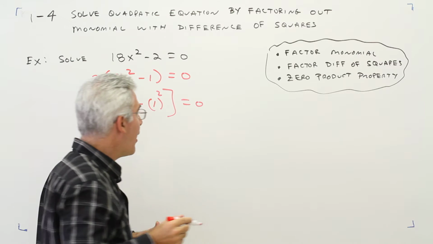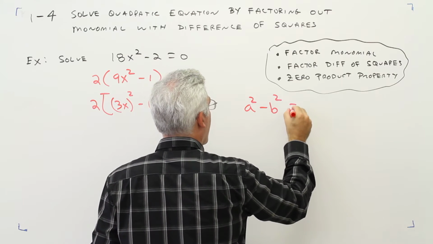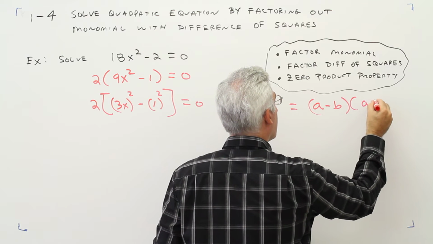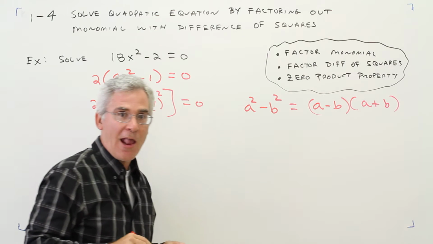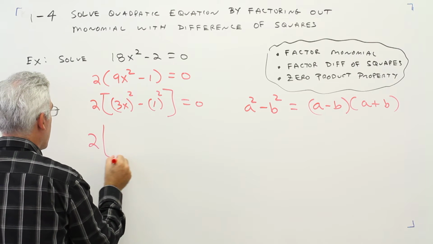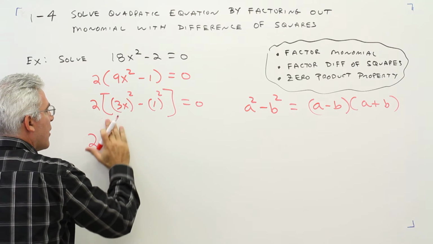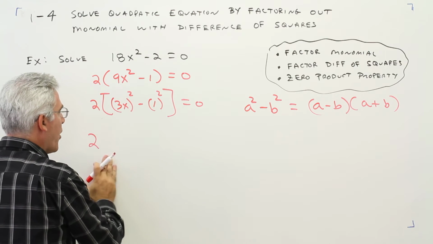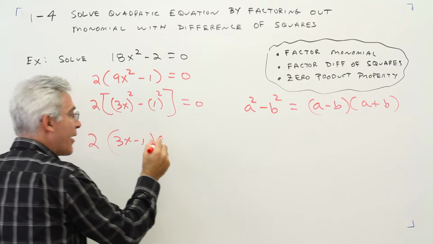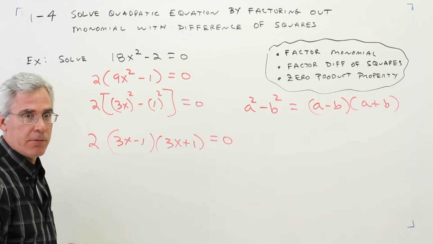And hopefully you recall that whenever I've got a squared minus b squared, that's the same as a minus b multiplied by a plus b. All right, so that's going to be 2 times (3x minus 1) times (3x plus 1), and that all equals 0.